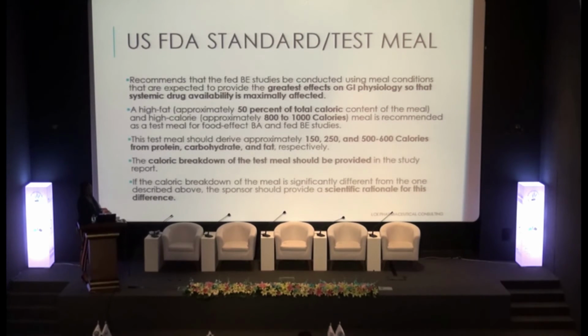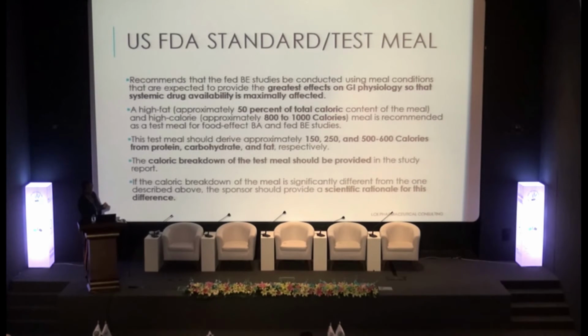The requirement for the food is a high-fat meal where 50% of the total calories come from fat, and the total calories for the whole meal should be between 800 and 1,000 calories, which was also mentioned earlier. The test meal should derive approximately a set number of calories from each category: protein, carbohydrates, and fat. It lists the calories that should be derived from each food category, and it's listed there. And the caloric breakdown of the test meal should be provided in the report.